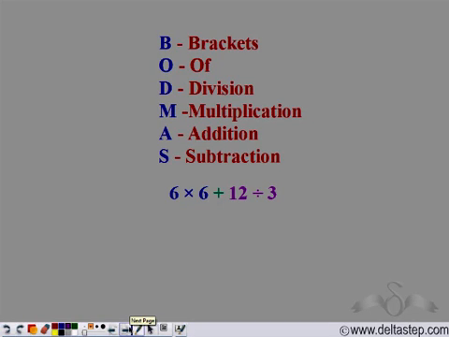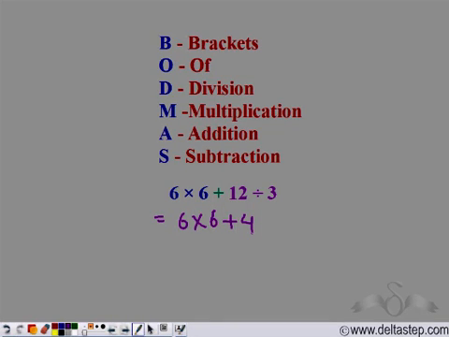So B stands for brackets. Do we have any bracket here? No. O stands for of. Do we have any of here? No. D stands for division. Yes, we do have a division here. So it becomes 6 into 6 plus, we solve this division, which is 12 by 3 becomes 4.